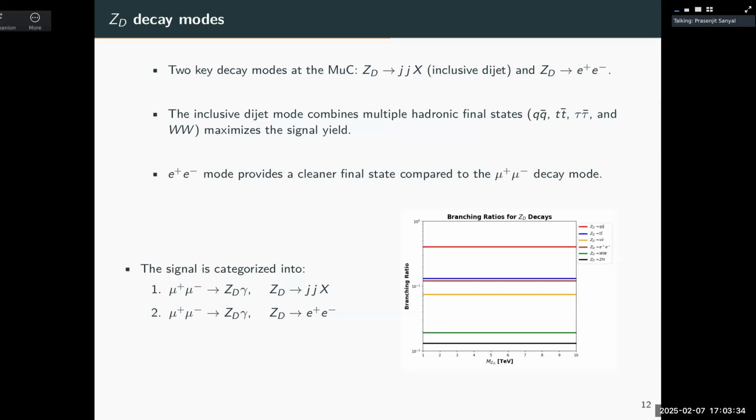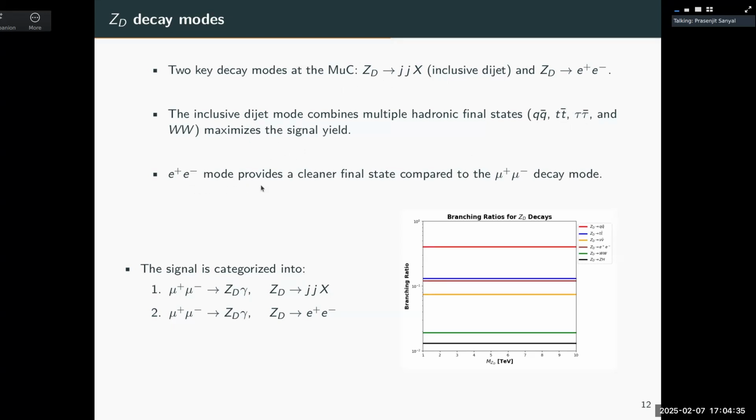Okay, now let's go to the decay modes. As I said, the dark Z being the lightest within the hidden sector, it decays dominantly into the standard model or visible sector. The 2 primary decay modes which I have considered are the inclusive dijet and the electron mode. The inclusive dijet decay mode combines multiple hadronic final states like q q-bar, which also includes the b b-bar mode, and t t-bar, tau tau-bar, and WW modes. The t t-bar can decay further into the hadronic mode, the tau lepton can decay into the hadronic mode, and Ws can also decay into hadrons. That's why I say the inclusive mode. The inclusiveness is shown by this letter X. So the dark Z is decaying into two jets plus anything else.